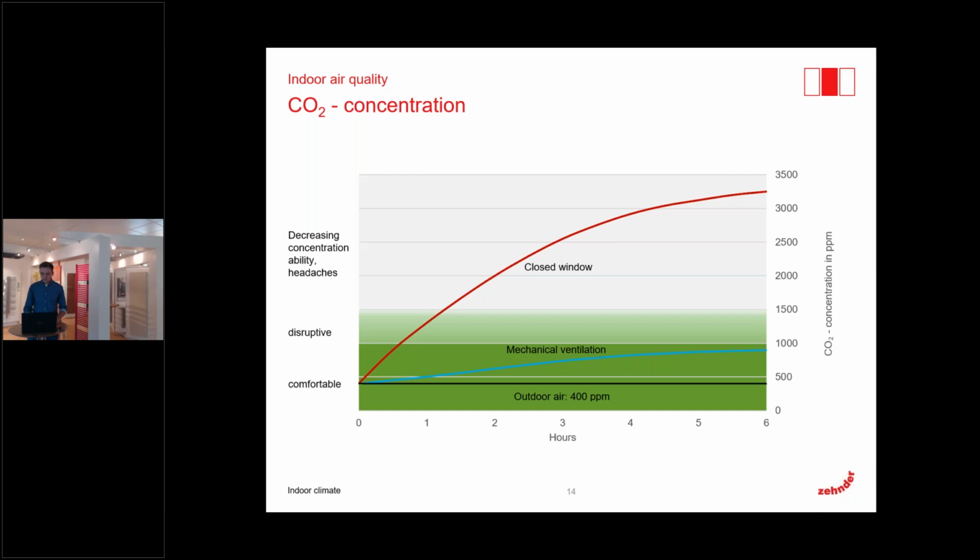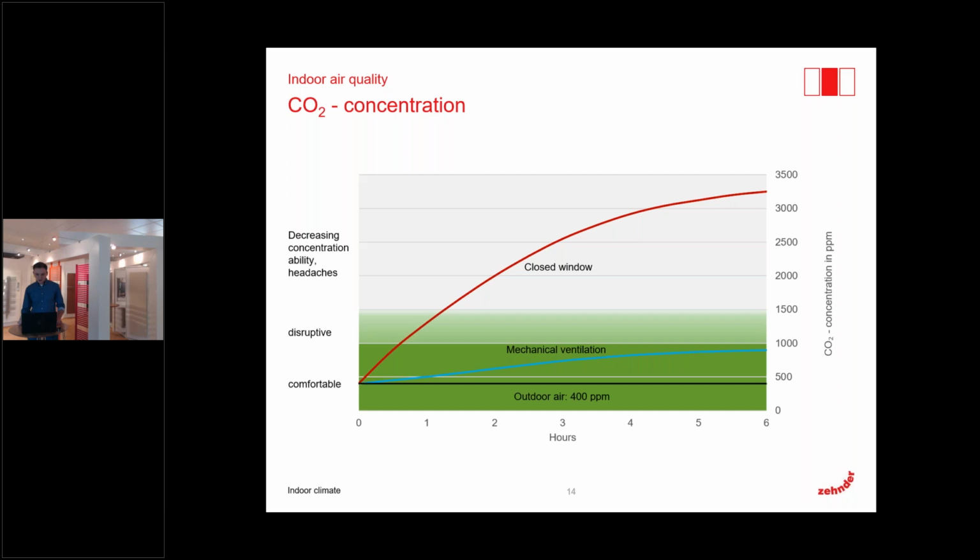Let's take a look at the black line at the bottom. This line shows the outdoor air CO2 concentration, which lies at 400 parts per million, because this is an average measured value in Germany. Now let's take a look at the red line. This line shows the CO2 concentration when people are in a room and all windows are closed. You can see the CO2 concentration rises, and even after 1 hour we exceed the green area, and it's still rising because we are not ventilating. And if we get out of the green area, we begin to feel tired, we maybe get a headache, so the concentration decreases.